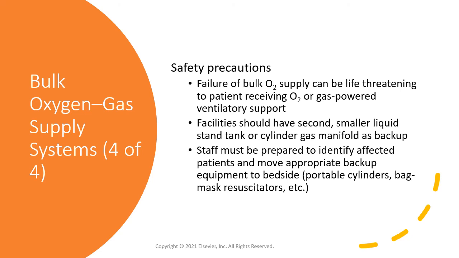For this reason, the respiratory care staff must be prepared. Adherence to an established protocol is a quick way to identify and prioritize all affected patients. When the affected patients are identified, staff members move appropriate backup equipment to the bedside, like portable H cylinders and bag mask resuscitators. Trained personnel bypass the failed system and provide the needed patient support while engineers determine the cause of the failure and correct it.